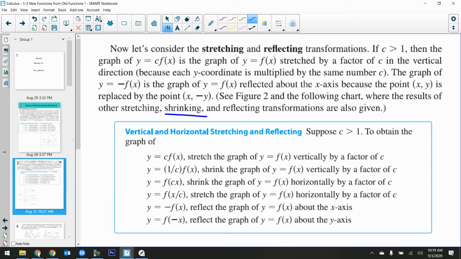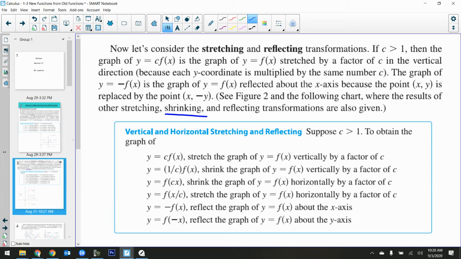If I take a fraction on the inside, that's a horizontal stretch. Okay? So if it's like f of 1/3 x, that's a horizontal stretch by 3. Weird things happen with the horizontal stuff. And then the reflections, if I take negative f of x, that's a reflection across the x-axis. If I take f of negative x, that's a reflection across the y-axis. Remember, think about input versus output change.